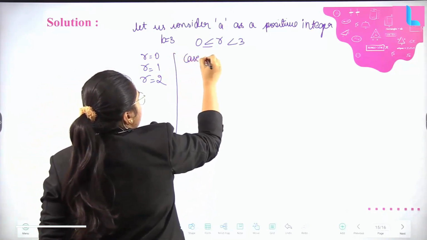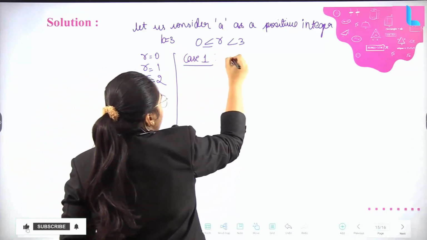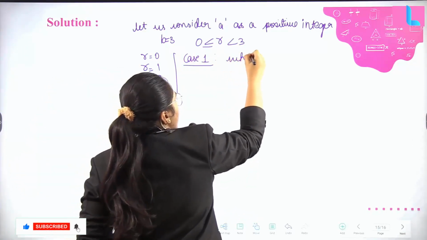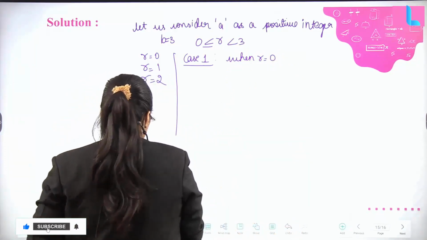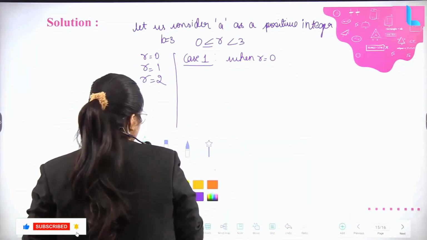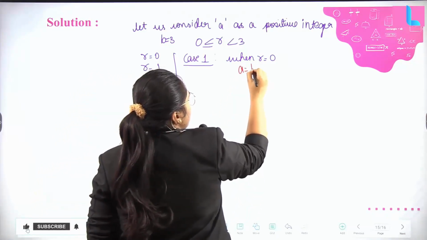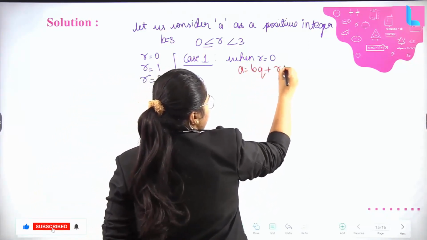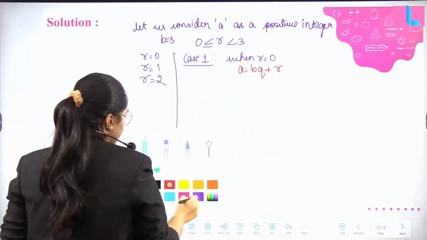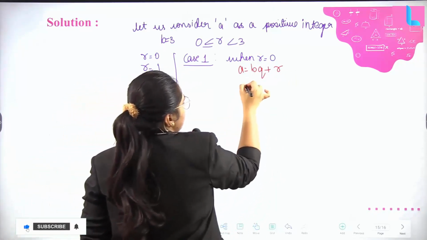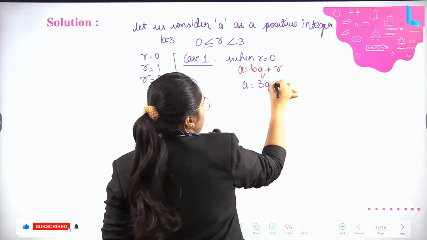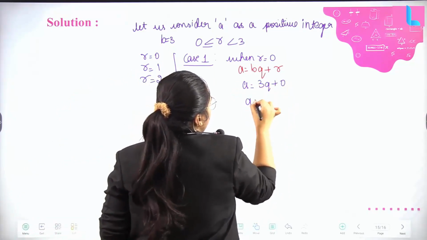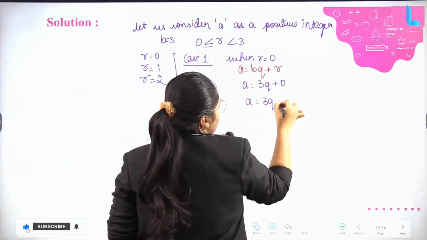Case 1, when r is equal to 0. When r is equal to 0, what is Euclid's division algorithm? a is equal to bq plus r. We'll just substitute the same. That is a is equal to, what is b? b is 3, so 3q plus 0. a is equal to 3q.